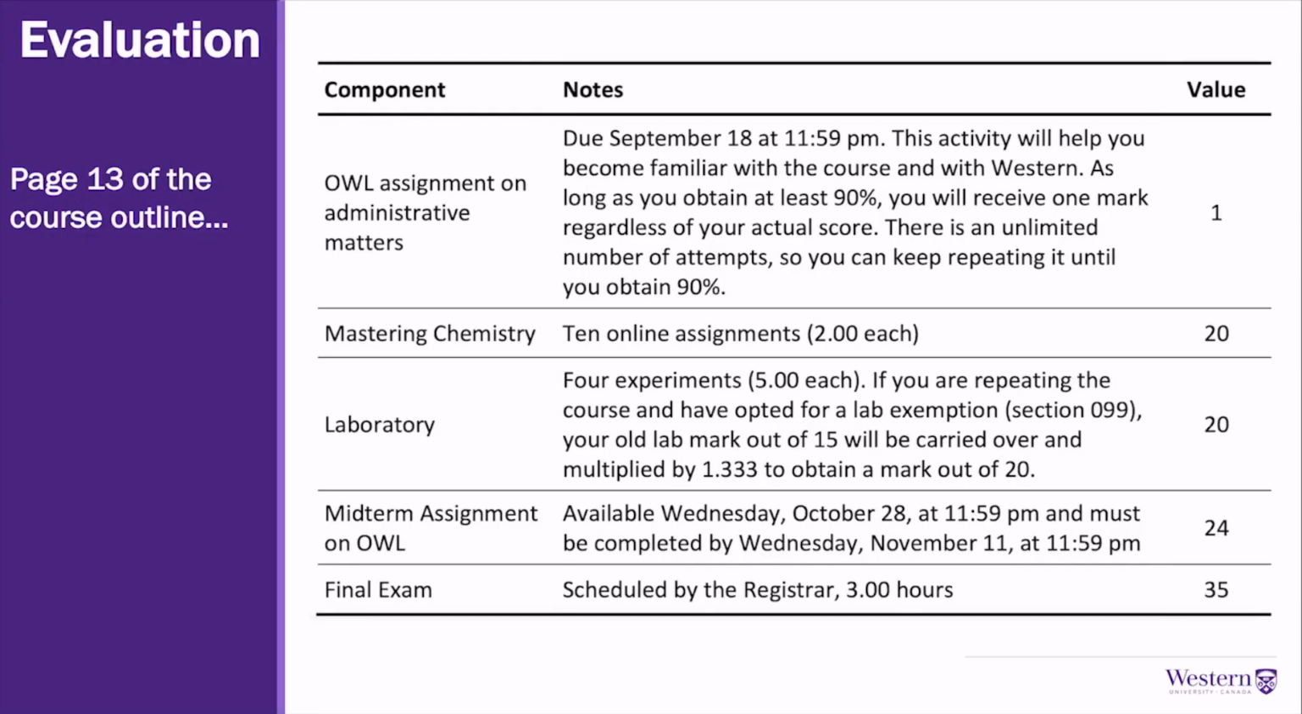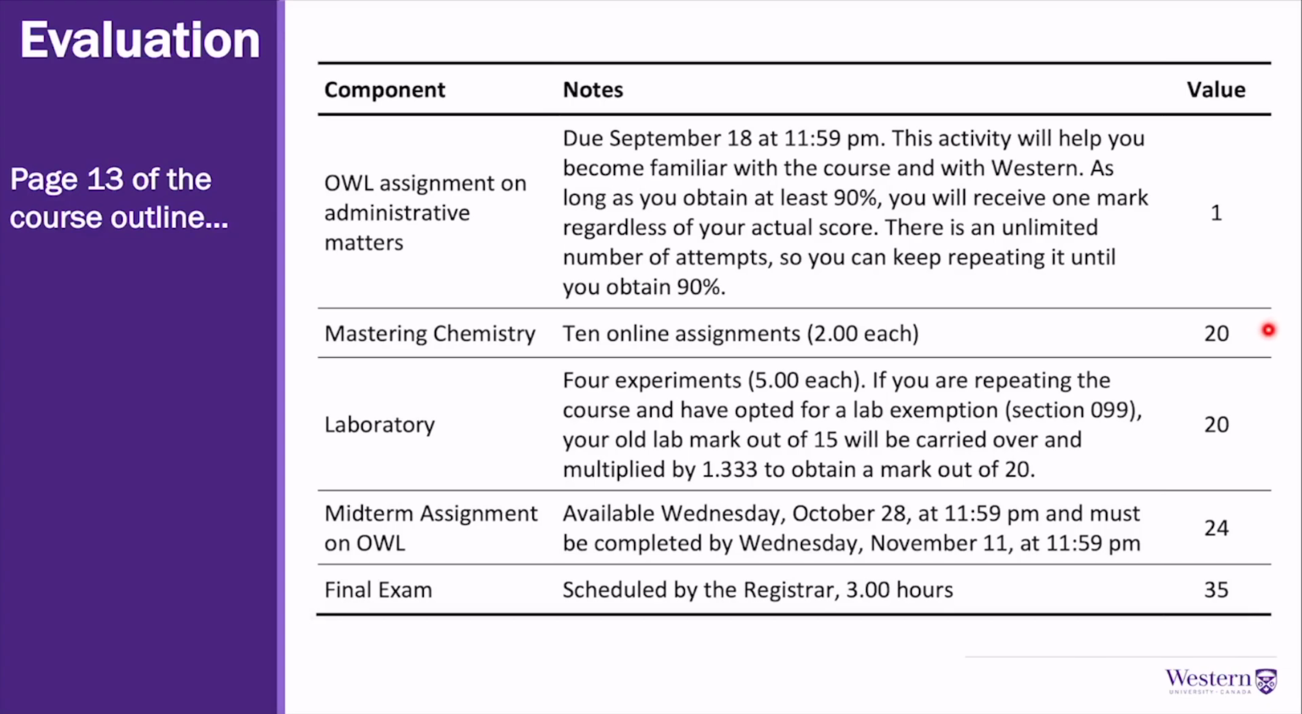All right, this is the slide everybody always waits for. How do I get my 95% in Chem 1301? Well, here's how it is. Notice there's that OWL quiz on administrative matters. You can see it's worth a huge 1% of your overall mark. Take the time, read the course outline, do the quiz, get the mark.